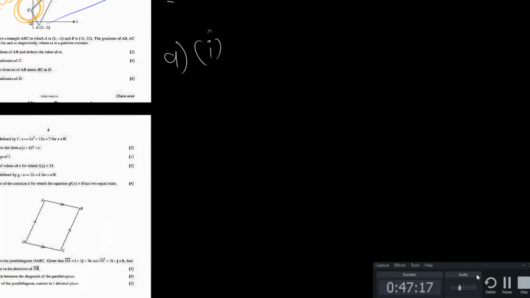Okay, moving on to question number 9. So the function is given. Part 1: express f of x in the form a(x minus b) squared plus c. So basically you have to rewrite f of x in completing square format. So let's do that.